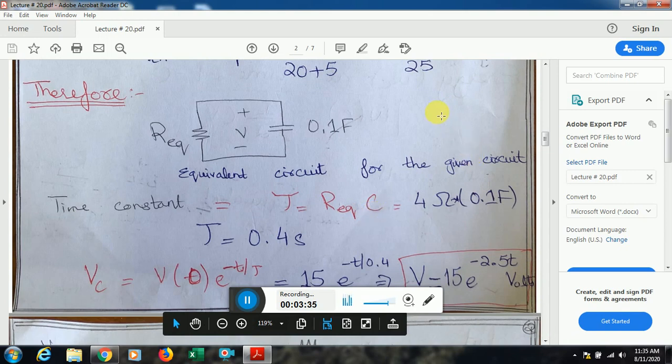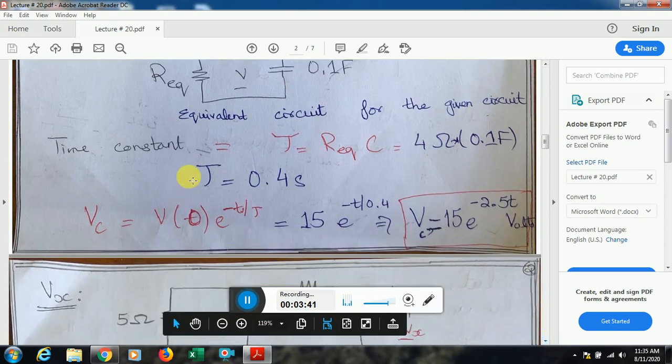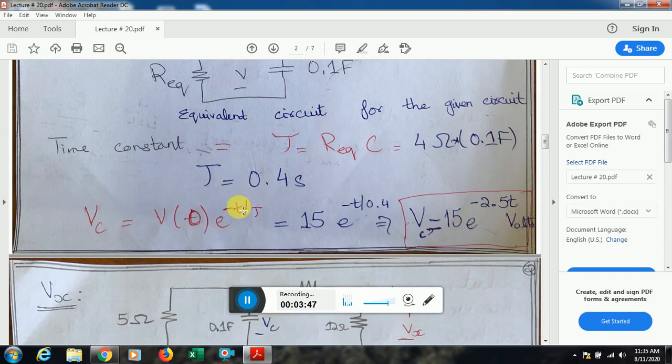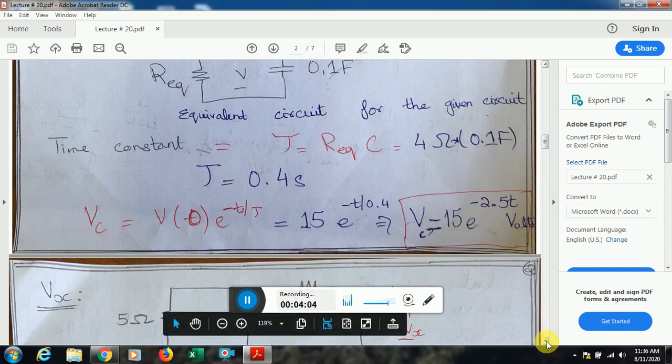The R equivalent value we just found is 4 ohm. The capacitor value is given as 0.1 farad, and by inserting the values, we find that the time constant is 0.4 second. Now V of C is equal to V naught times e raised to the power minus t by tau. V of 0 is given as 15 volts, and the tau value we just found is 0.4 second. By simply using a calculator, we find that V of C, the capacitor voltage at any instant t, is 15 e raised to the power minus 2.5 t volts.